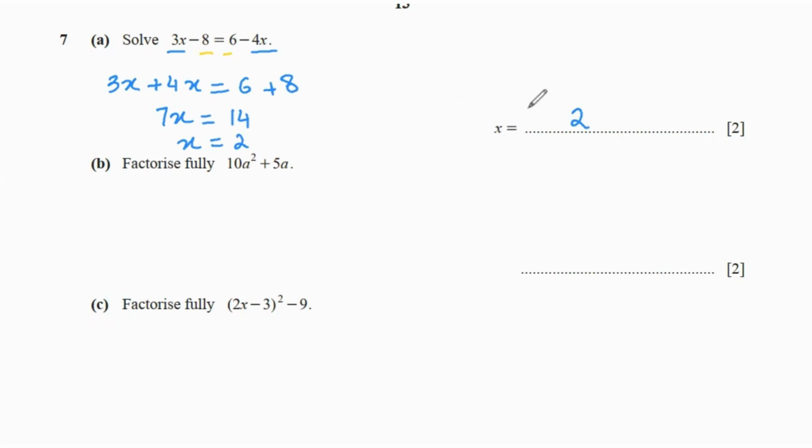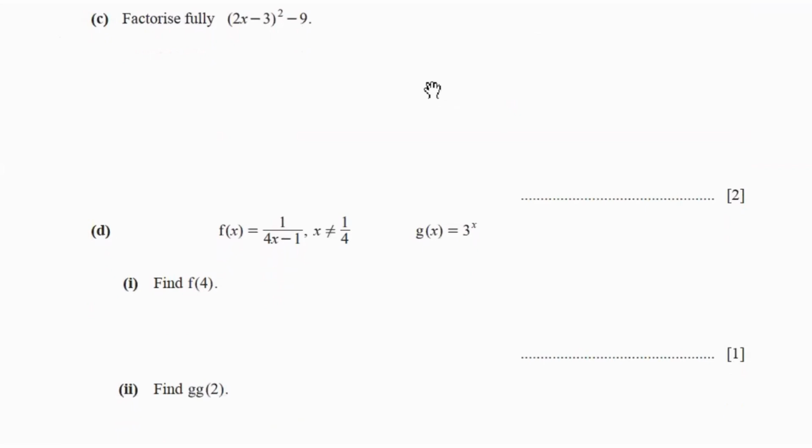Then factorize fully 10a squared plus 5a. In this case, we take the greatest common factor, which is 5a. That leaves us with 2a plus 1 in the bracket. So that is your fully factorized form. We can't factorize it further. Then it says factorize fully (2x minus 3) whole squared minus 9.